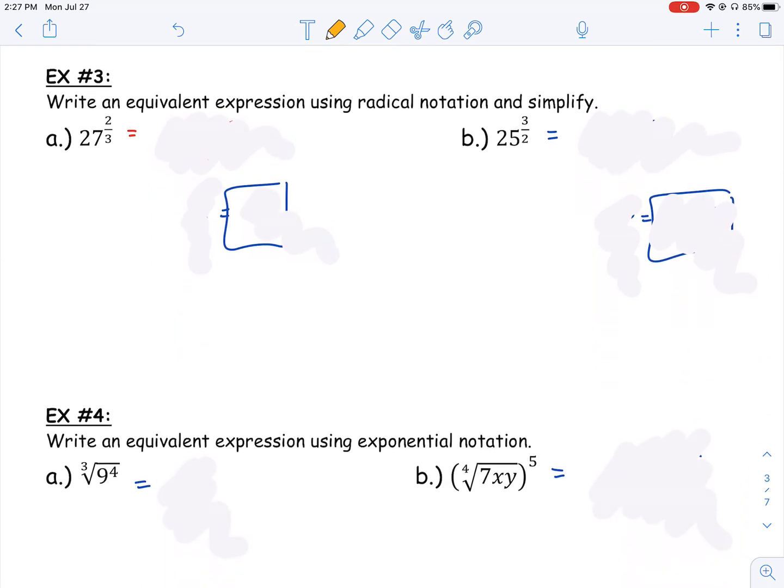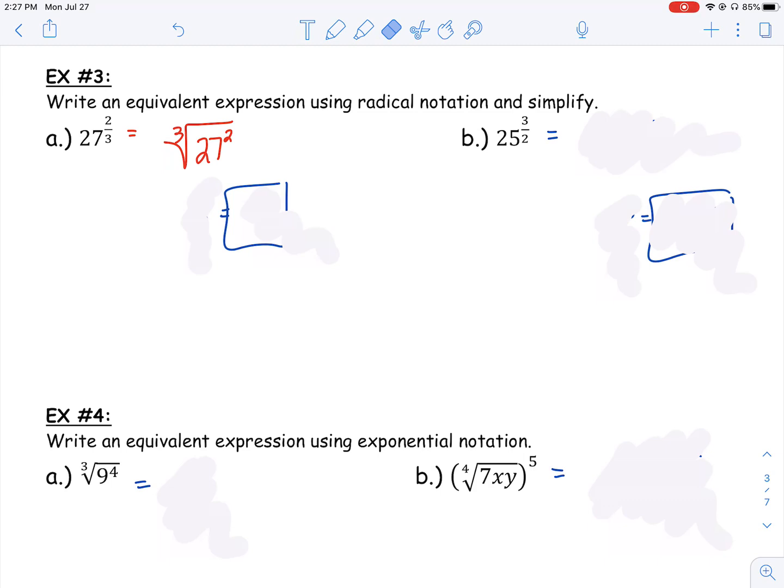In example number 3, it asks us to write an equivalent expression using radical notation and then simplify. So they give us rational exponents, 27 to the 2/3 power. Let's go ahead and convert that into radical so we can figure out what this is equivalent to. Remember, top dog goes in the house, so my 2 goes underneath, and my 3 is my index. I then have the cube root of 27 squared.